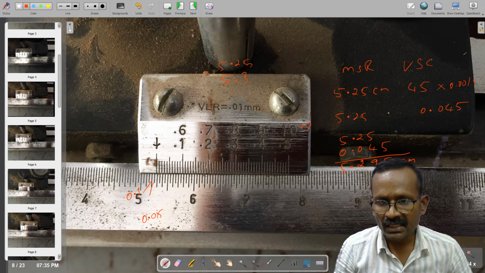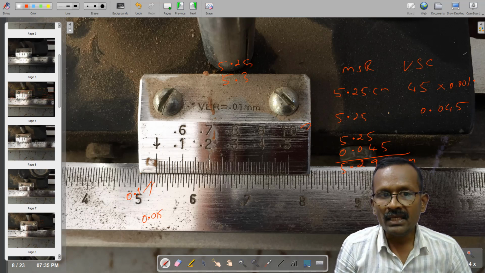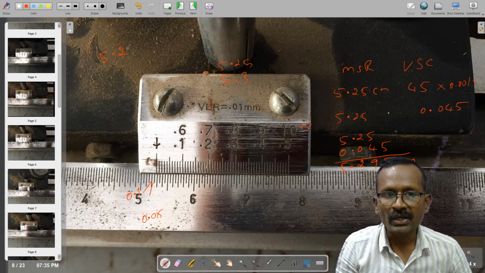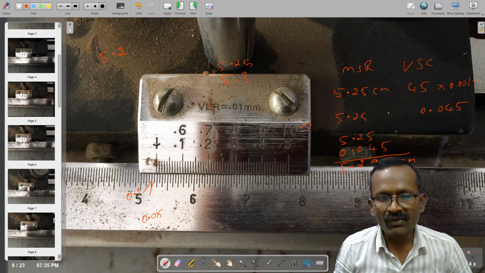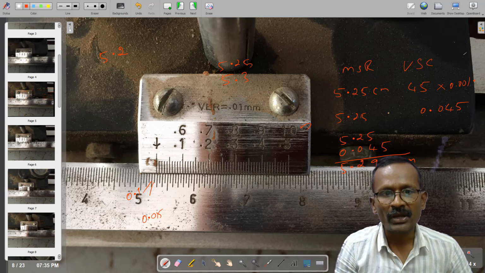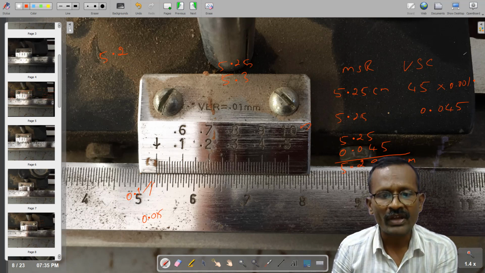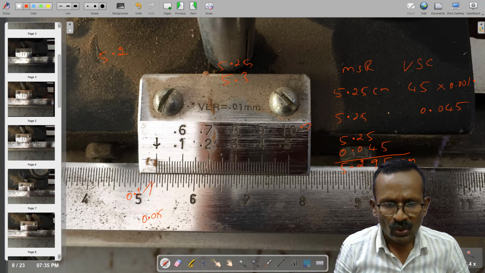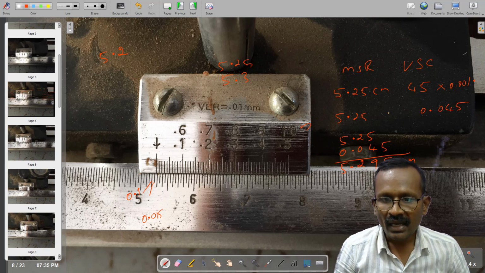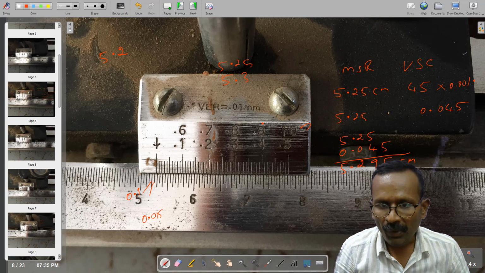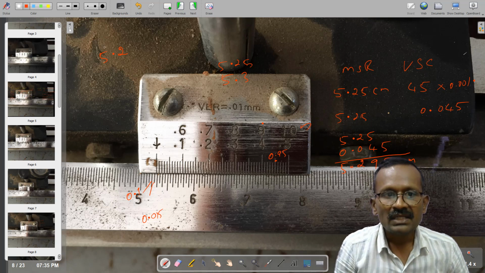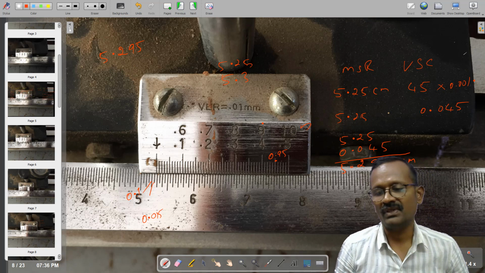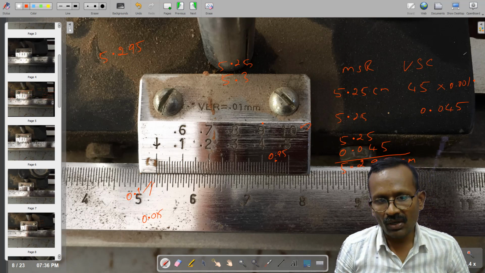So what does the upper scale say? What is the number you find here? 5.2, 5.25. No, just leave the 5. Just 5.2. Don't bother about 5.25. Take the reading as 5.2. Now go here. 0.90, 0.95. So put 95 here. Don't bother about this one.